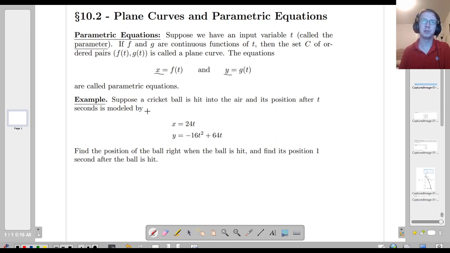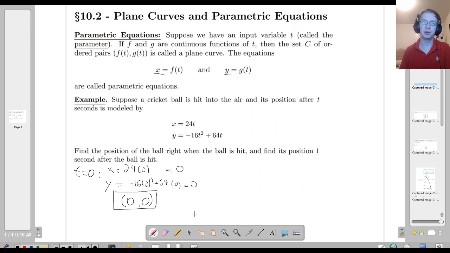This is the one I was just referring to. In this scenario, we have a cricket ball that's being hit into the air, and its position after t seconds is modeled by this equation. They asked me to find the position of the ball right when it's hit, and its position 1 second after it's hit. To find the position right when it's hit, I'm going to use t equals 0. So I'm going to take each of these equations and plug in 0 for t. In both cases, x and y, I'm going to get 0. That tells me that immediately when the ball is hit, its position is (0, 0).